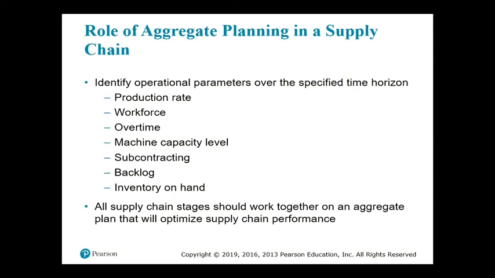So the aggregate plan generally serves as a blueprint for operations to establish the parameters within which the short-term production and distribution decisions should be made. The aggregate plan also allows the supply chain to make allocation decisions of production capacities and also change supply chain contracts.